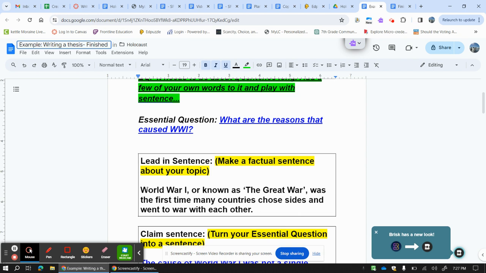Okay, here's the example. We have to have a lead sentence. So before we get to our thesis statement, we have to have a lead sentence that brings us into the paper. It has to be something factual, like it says right here. Now, the example is what caused World War I. So let's take a look. Lead sentence, make a factual sentence. What you're going to say has to be a truthful sentence. So here we go. World War I, also known as the Great War, was the first time many countries chose sides and went to war with each other. True story, fact. Sentence 1, done.